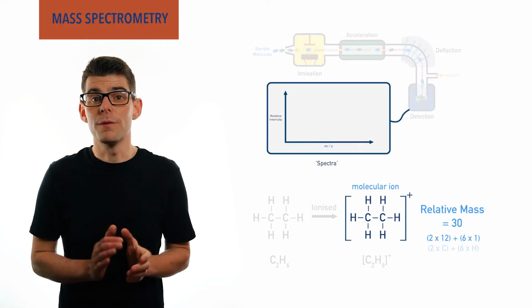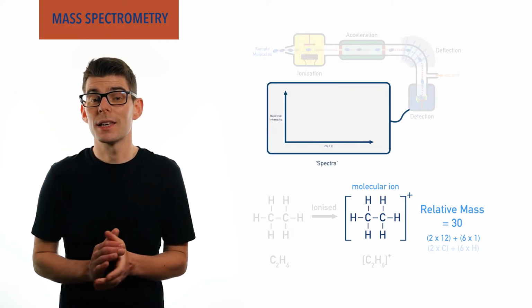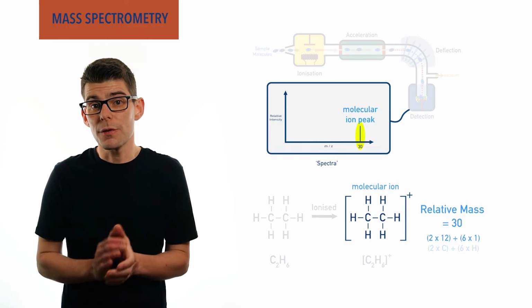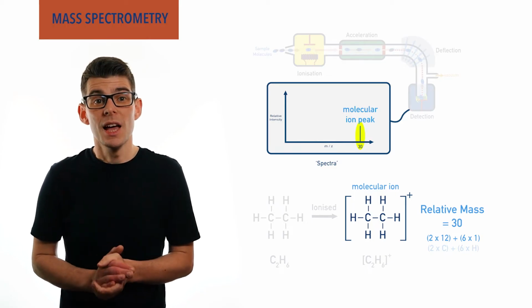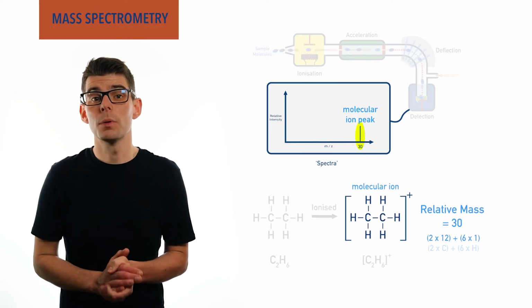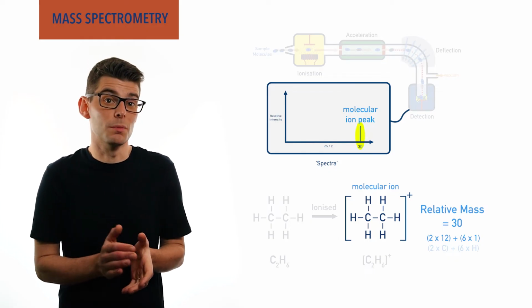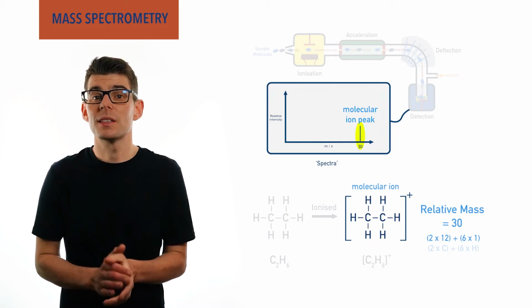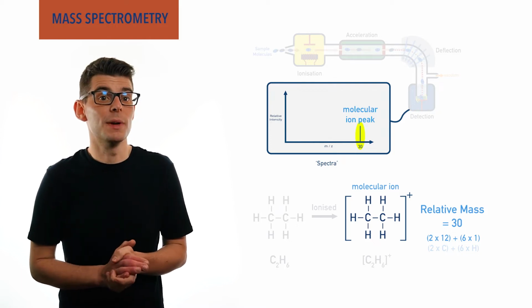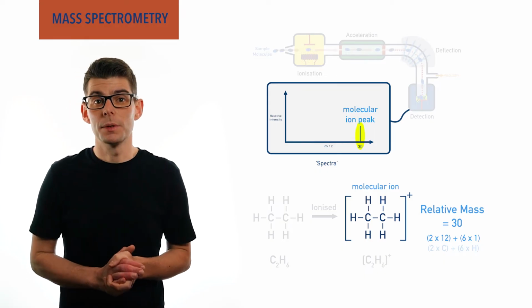On a spectra, this detection would be called the molecular ion peak, and it would be the furthest to the right on the spectra of all other peaks present, as no other ion in the sample can have a greater mass than the original molecule you started with. These molecular ion peaks give you the Mr, or relative molecular mass, of the compound.